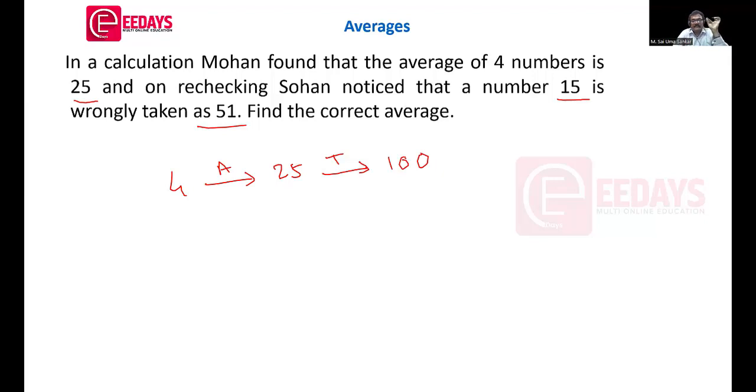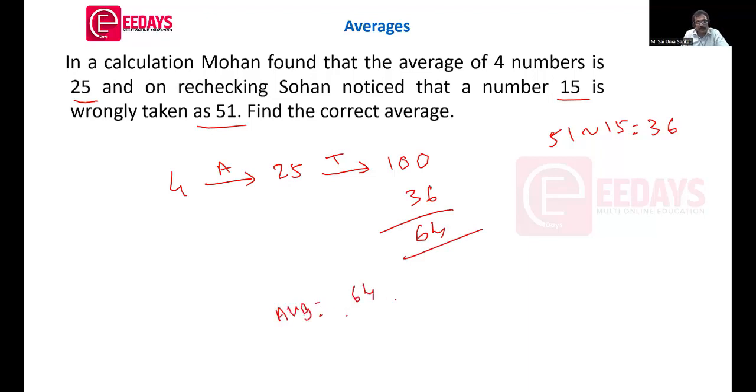Sohan noticed that the number 15 is wrongly taken as 51.